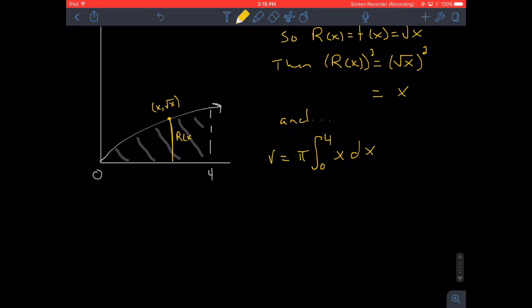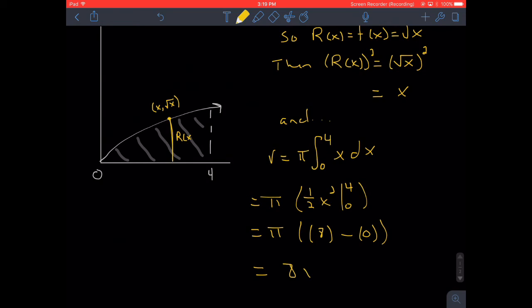Taking the antiderivative, we're going to get equals pi times 1/2 x squared, the antiderivative of x, from 0 to 4. Continuing on, we're going to get equals pi times 4 squared is 16 divided by 2, that's 8. 0 squared times 1/2 is 0, which means our final answer is 8 pi. Isn't that neat?